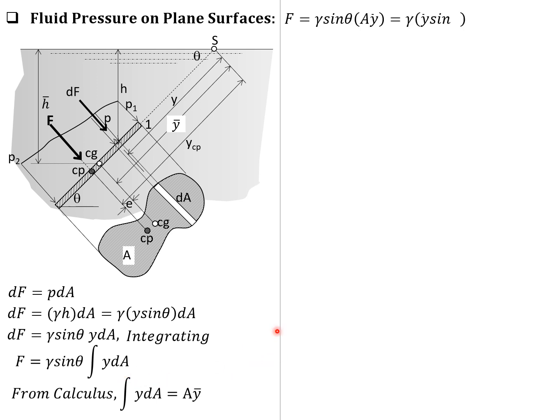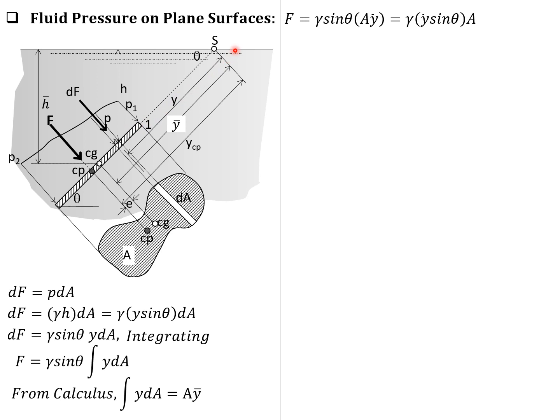So replacing integral of y dA by area times barred y and rearranging, so we have gamma sine theta area barred y, or gamma barred y sine theta times A. Noting that barred y, from this right triangle here, we have a right triangle.